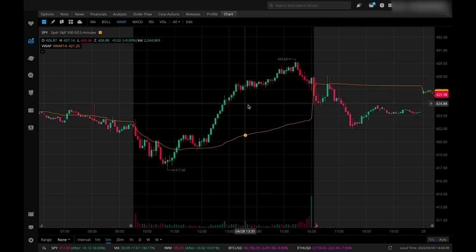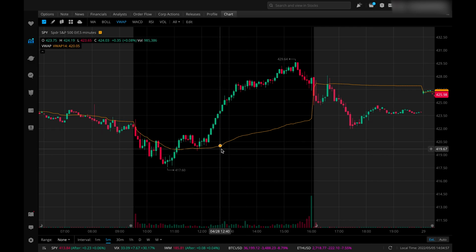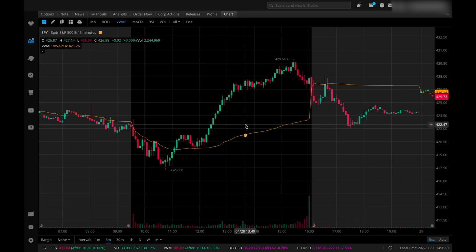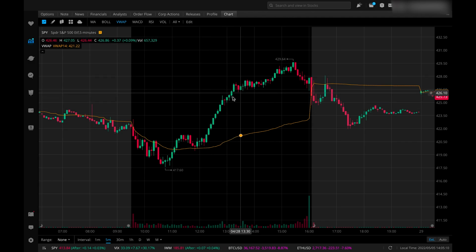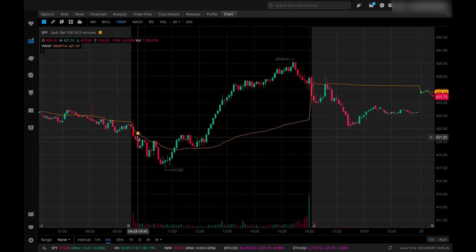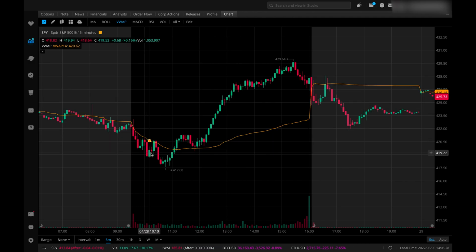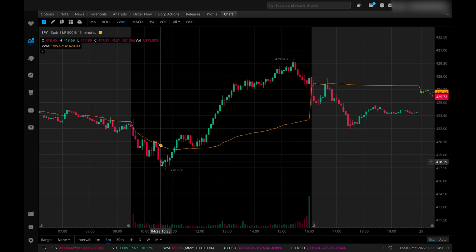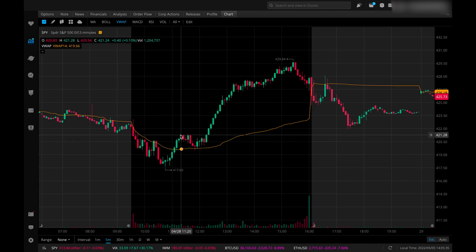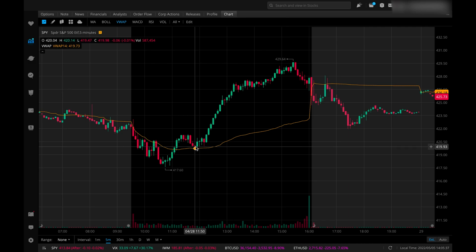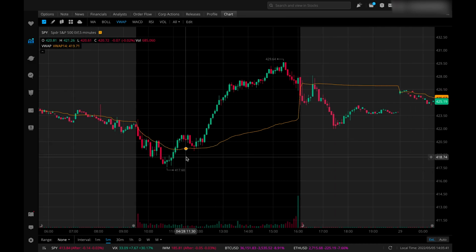But not only can VWAP show you who is in control, but it can be used as an area of support and resistance as well. And we can use this same example to show that. We can see that price continued to test VWAP in the morning, getting rejected each time before later breaking out above and testing it as an area of support before rallying higher. I'll show some more examples.